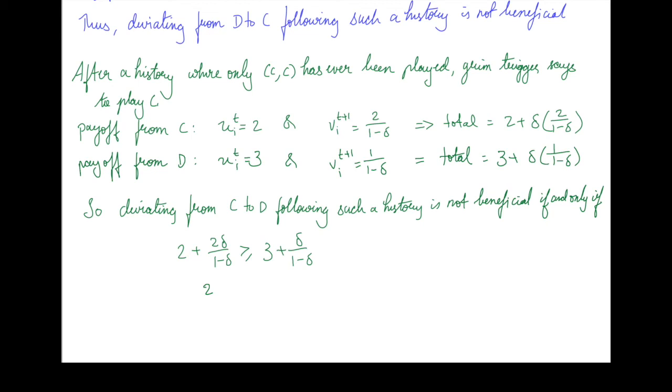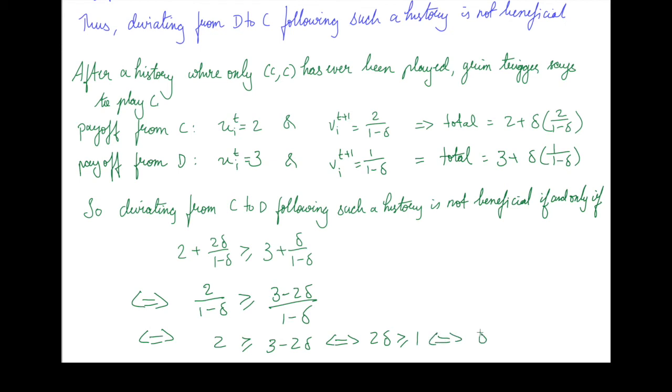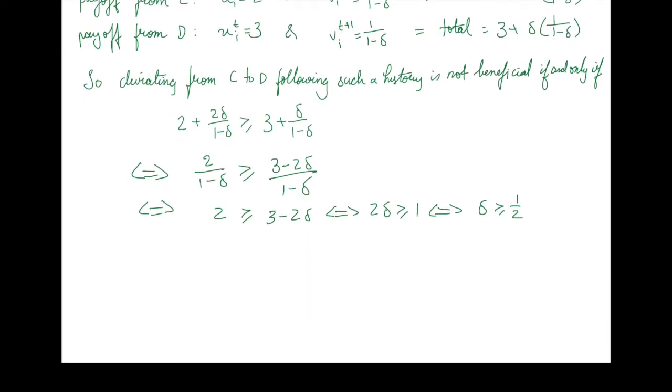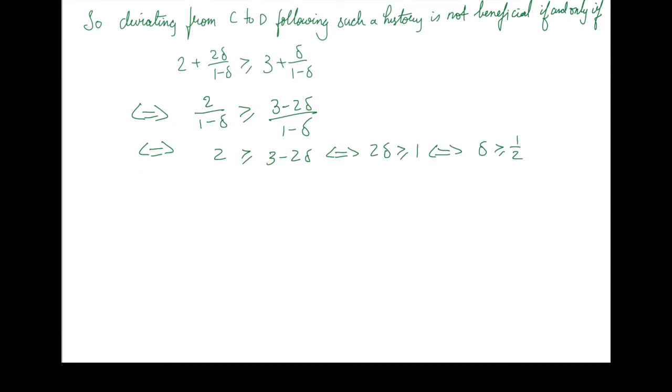The minus 2 delta and the plus 2 delta cancel, so you get 2 over 1 minus delta is at least as big as 3 minus 2 delta divided by 1 minus delta. Since we have the same denominator, if and only if 2 is at least as big as 3 minus 2 delta, which in turn happens if and only if 2 delta is at least 1, which happens if and only if delta is at least a half. So as long as delta is at least a half, deviating from C to D following such a history would not be beneficial. So what we've seen then is that as long as delta is greater than a half, it is a subgame perfect equilibrium for both of these players to play the Grim Trigger strategy.